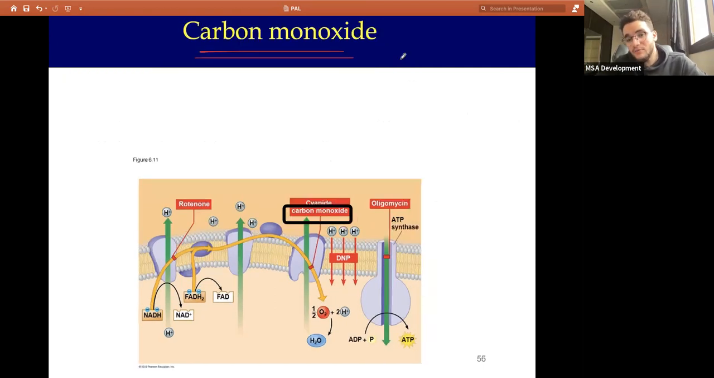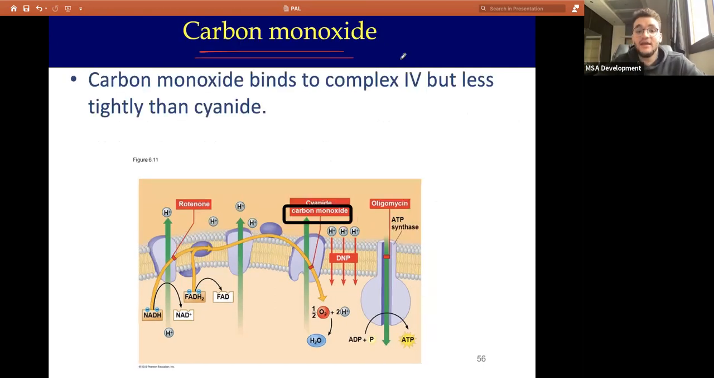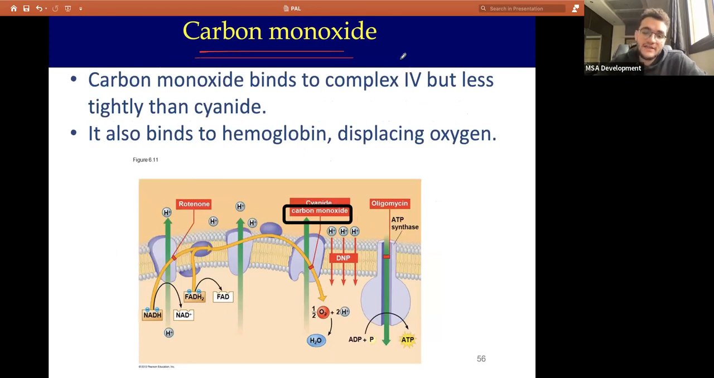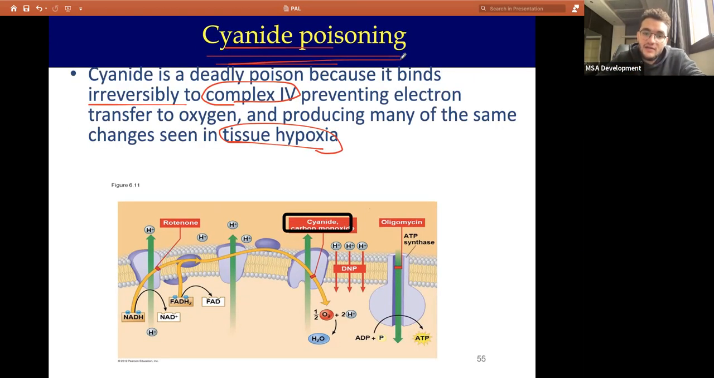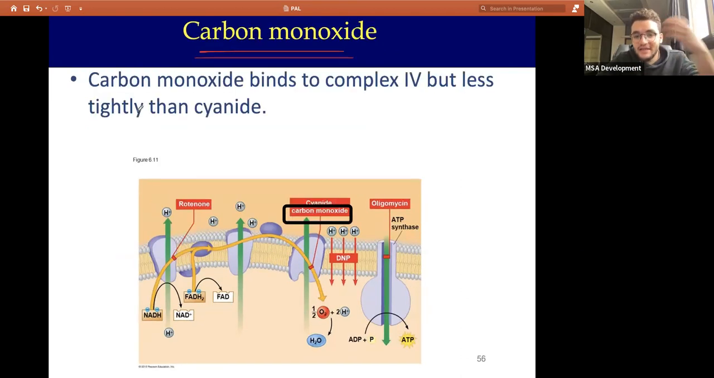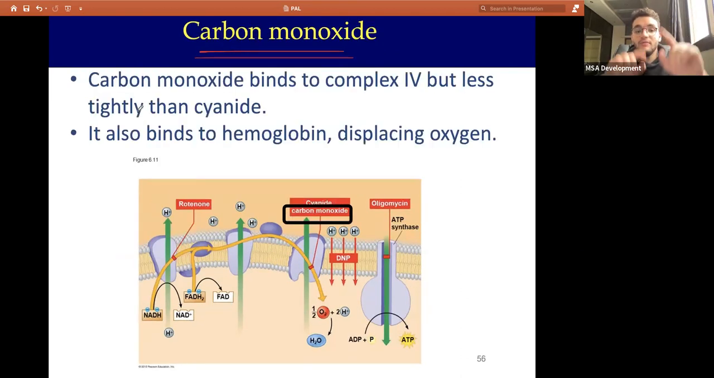Now, carbon monoxide. Carbon monoxide, again, inhibits complex number 4. However, it's a bit different. It binds to complex number 4, but unlike cyanide, which binds irreversibly and tightly, carbon monoxide binds less tightly. However, we know that hemoglobin carries oxygen. What carbon monoxide does is bind to the hemoglobin, and when it binds, it replaces the oxygen. So the oxygen is no longer carried by the hemoglobin.